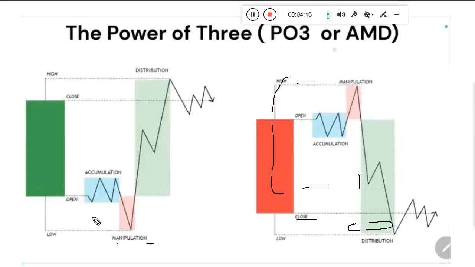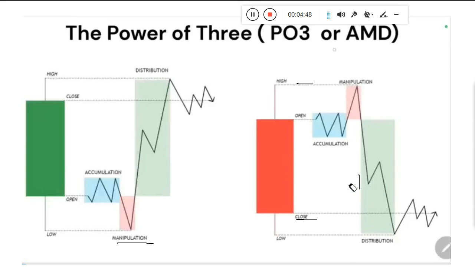So your manipulation will always be below the opening price. And once the manipulation is done, you can start putting yourself on the trade and take your entry from there, and then you can take the distribution side of it. So for the bearish candle, the market will open, the candle will open up, and then you have the manipulation to the upside, and you have the distribution to the downside.